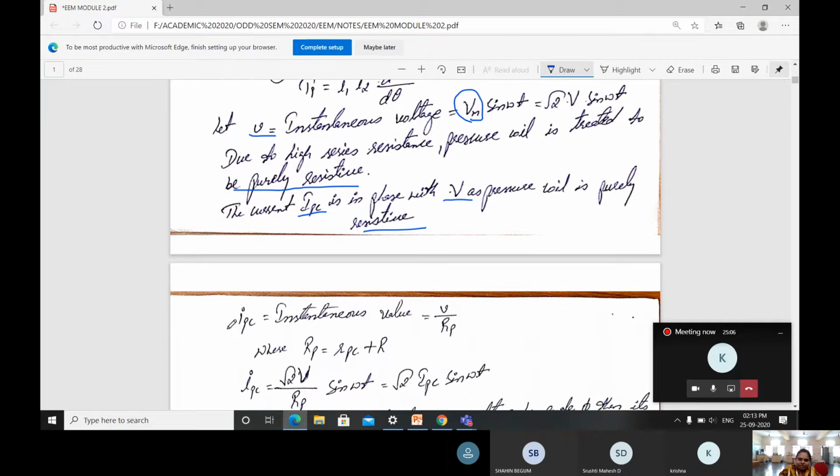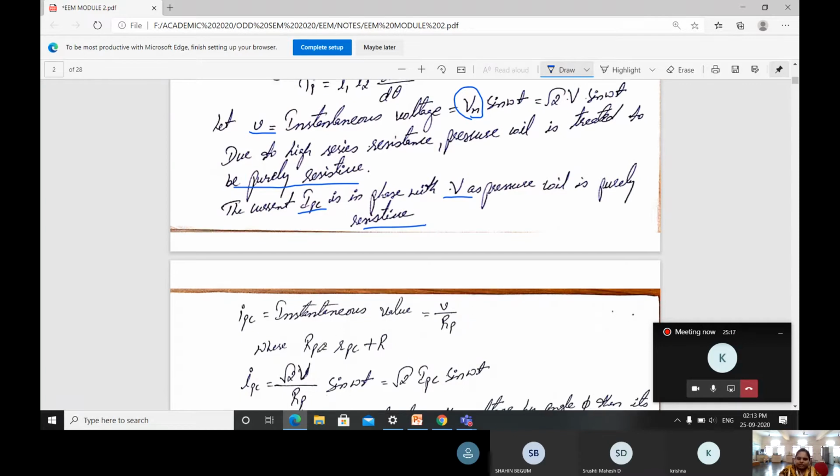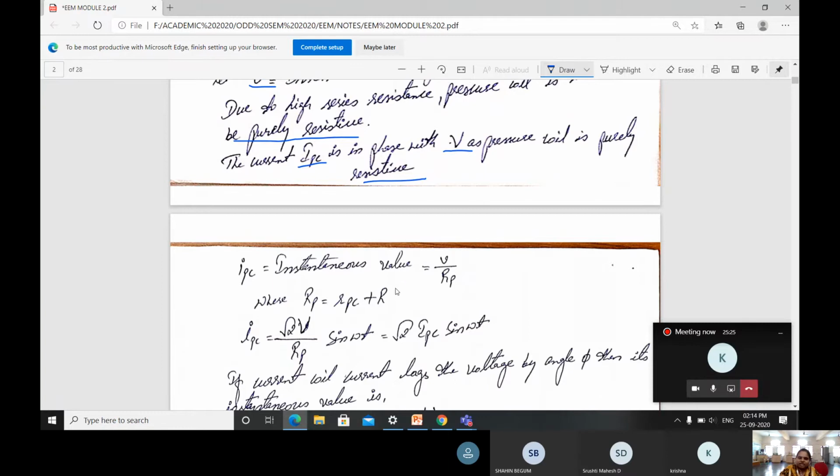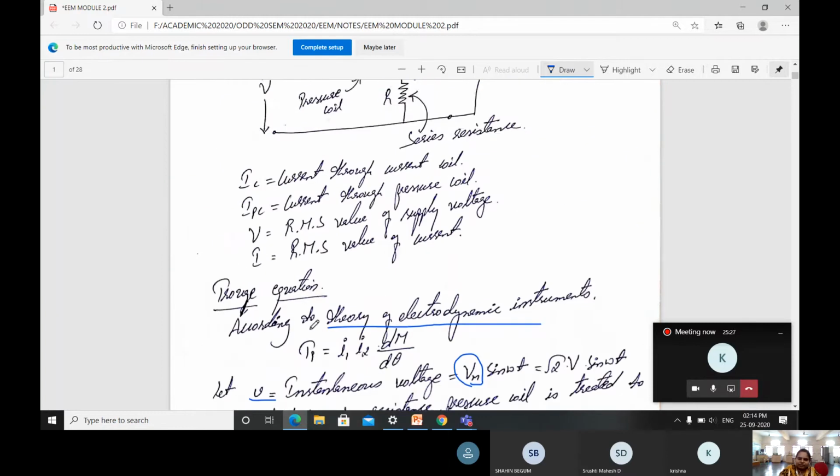Then what is IPC? Small ipc is the instantaneous value, small v divided by Rp. Here Rp is nothing but RPS, the resistance of the pressure coil, plus the series resistance R.